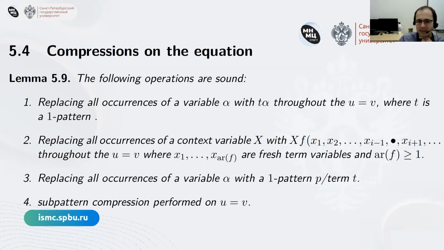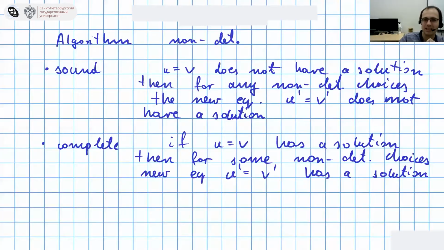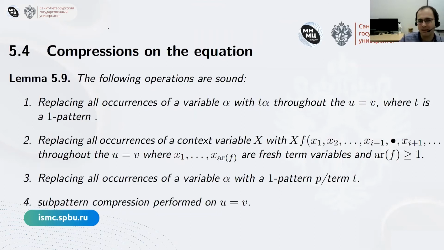Essentially, soundness, if you reverse this condition, says that if something does not have a solution, then afterwards it should not have a solution as well. If you reverse it, it means that if afterwards it has a solution, then before it also had a solution, which means that whatever you do on the equation, it is sound.